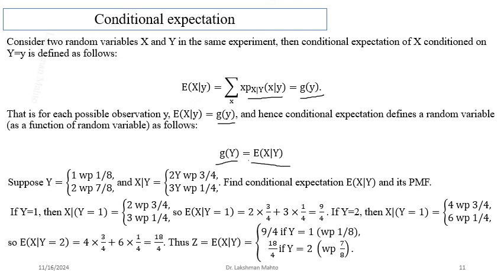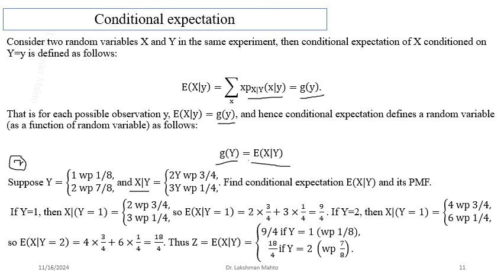But we'll take a second example. The first motivating example we have already discussed. The second is a little more algebraic computation. We have a random variable y which is 1 with probability 1 by 8 and 2 with probability 7 by 8. Then we have another random variable x. X conditioned on y is a function of y, but x gets two different functions of y. What is the meaning of two different functions? With some probability it is this function, with the remaining probability it is a different function.